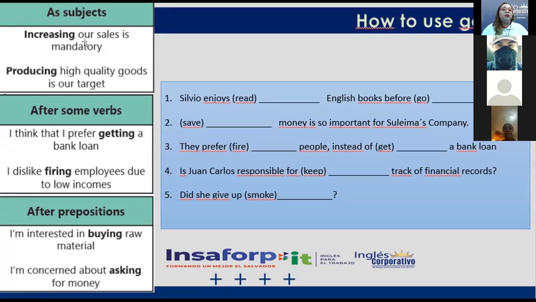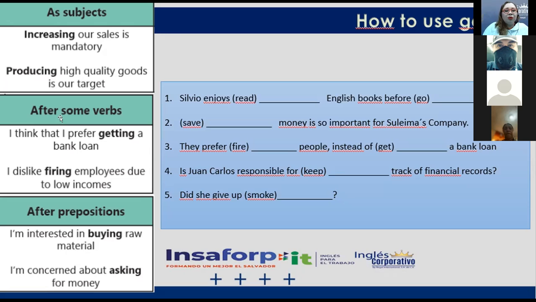So we can use this form of the verb as subjects, like these two examples we have here. Increasing ourselves is mandatory. Remember the conversation? Then producing high quality goods is our target. So producing is our subject, producing high quality goods, the complete phrase, right? But producing is in the subject, and that's the most important part, right? So it's an ing verb form.